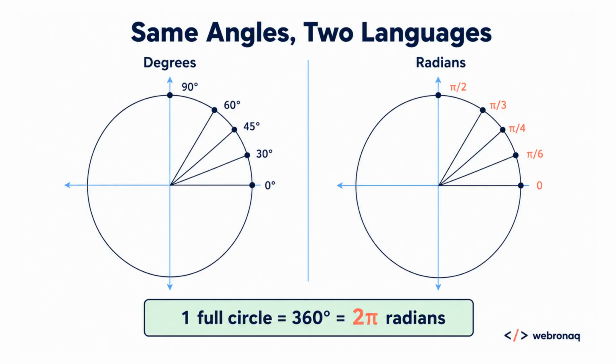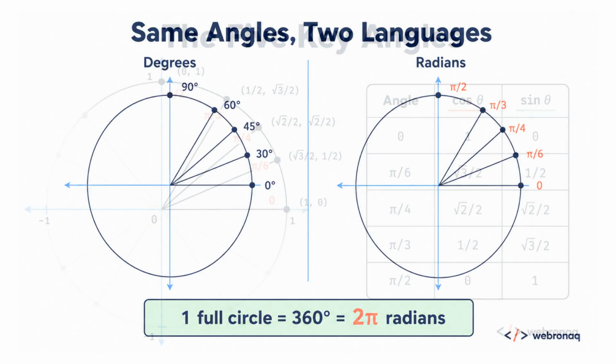Because once you get into calculus, formulas like the derivative of sine x become beautifully clean. But only when x is in radians. Degrees mess up the math, so mathematicians and engineers default to radians, and that's why your textbook is full of these pi fractions. Don't let the symbols intimidate you. Pi over 6 is just 30 degrees. Pi over 4 is 45. Pi over 3 is 60. Same angles, different language. Now let's look at what sine and cos actually equal at these angles.